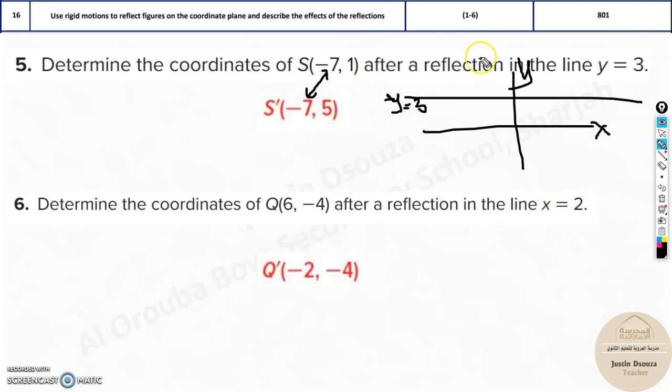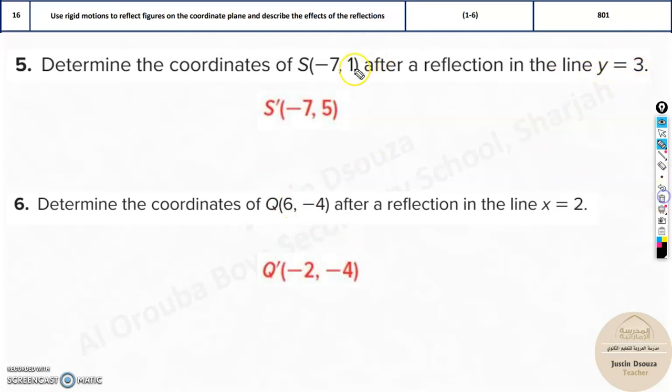When you're dealing with the x equals 2 line, see over here, x equals 2. Now, what does not change? The y value is remaining the same, only the x changes because you're dealing with the x equals 2 line. Whereas over here, with the y equals 3 line, the y value changes, not the x. So that's it. That's the end of this topic.